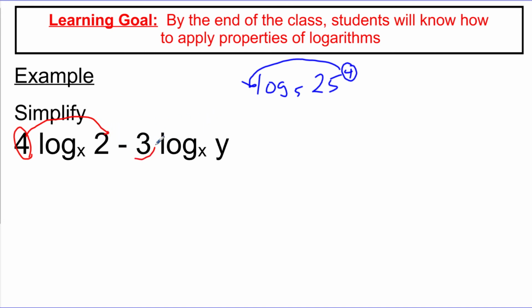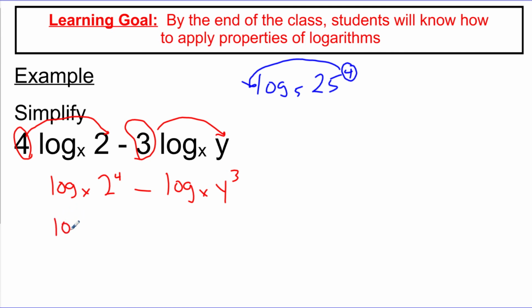And I can do the same thing with this 3. I'm going to take this 3 and bring it inside right here. So let's do that. It's going to say the log base x of 2 to the 4th minus the log base x of y to the 3rd. So that fixed our first problem in that we got those coefficients inside of the log. Well, 2 to the 4th power is 2 times 2 times 2 times 2, which is just 16. So this is log base x of 16 minus log base x of y to the 3rd.